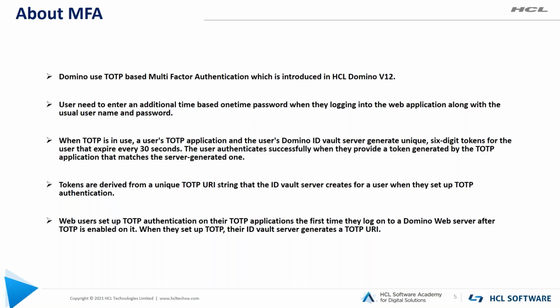Tokens are derived from a unique TOTP URI string that the ID Vault server creates for a user when they set up TOTP authentication. Web users set up TOTP authentication on their TOTP application when they log into the web server the first time. So during the first setup, the ID Vault server generates a TOTP URI. Moving to next slide.